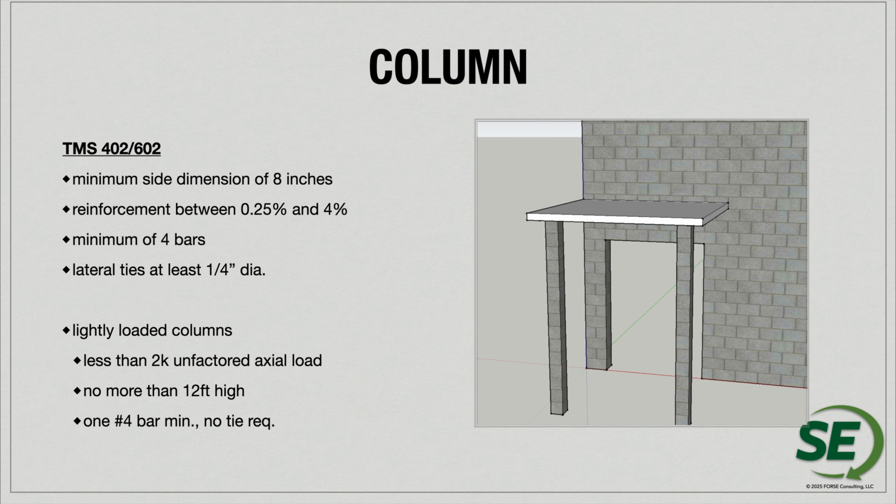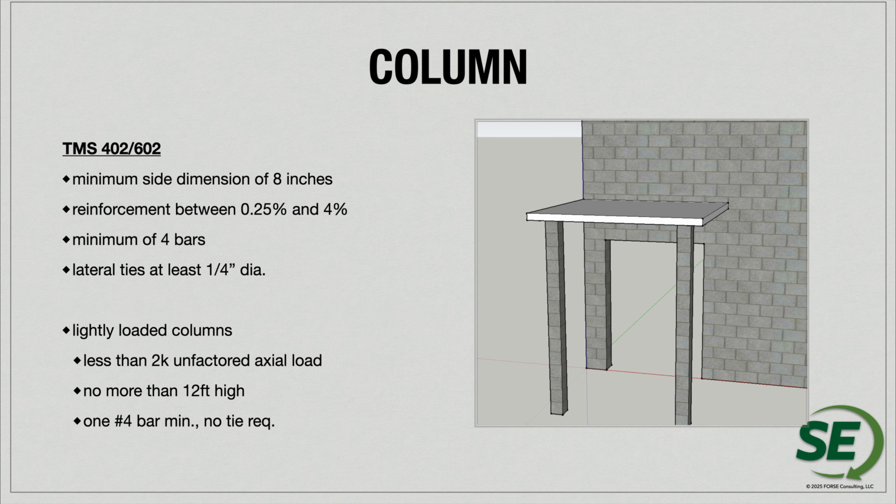Masonry columns are going to be isolated elements for the structure. It's going to be an element at, say, the edge of this canopy in the image on the right. So a minimum side dimension of 8 inches, reinforcement percentages of 0.25 to 4%, a minimum of 4 bars, and lateral ties of 1/4 inch diameter. A lot of people like to use a smooth number 2 bar if it's available, but certainly number 3 or number 4 bars could be used as well for ties.